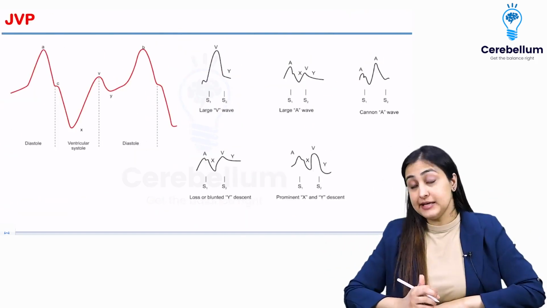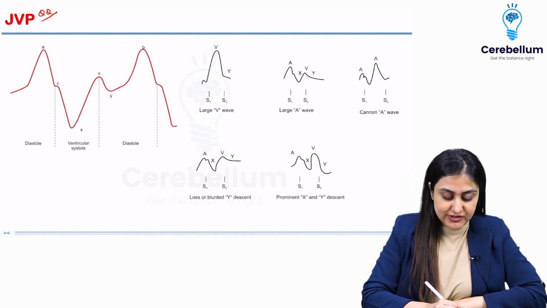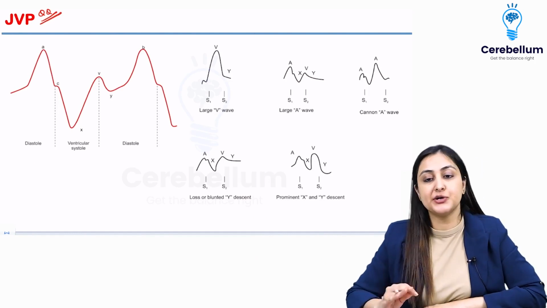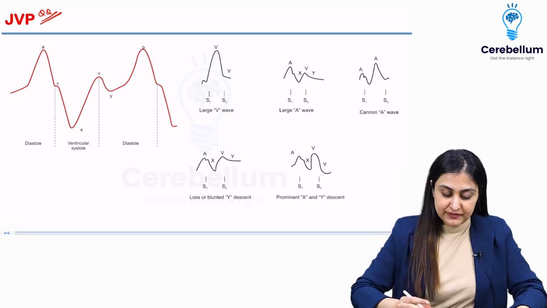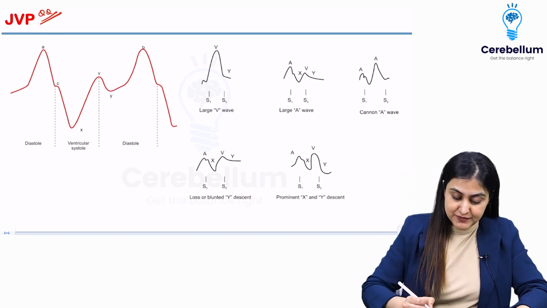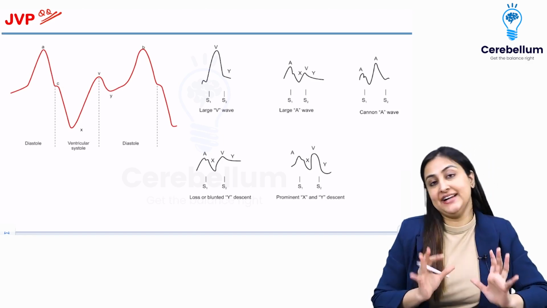Okay. Now, the most important, something that gets you one question in every exam, is JVP. You can't go wrong with JVP. So on JVP, we are going to have these 5 waves. So let's start off with atrial contraction.